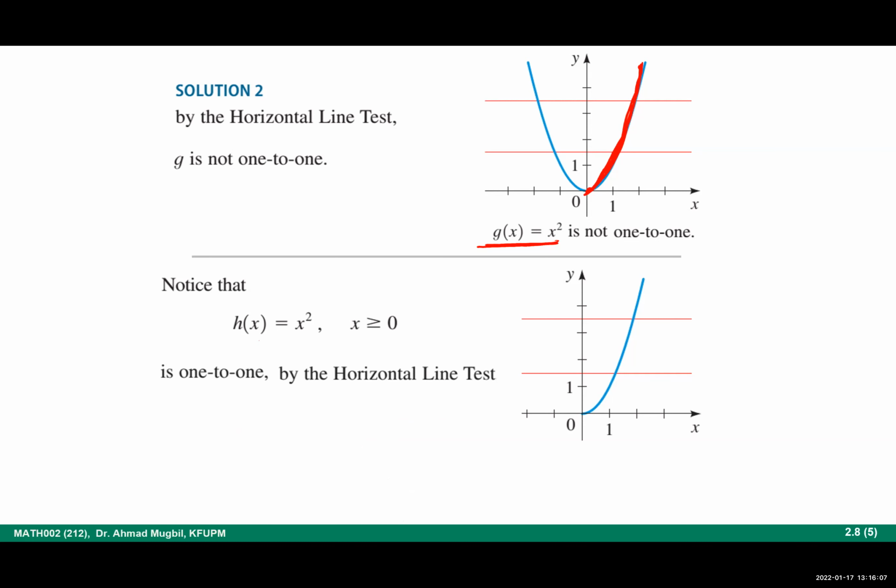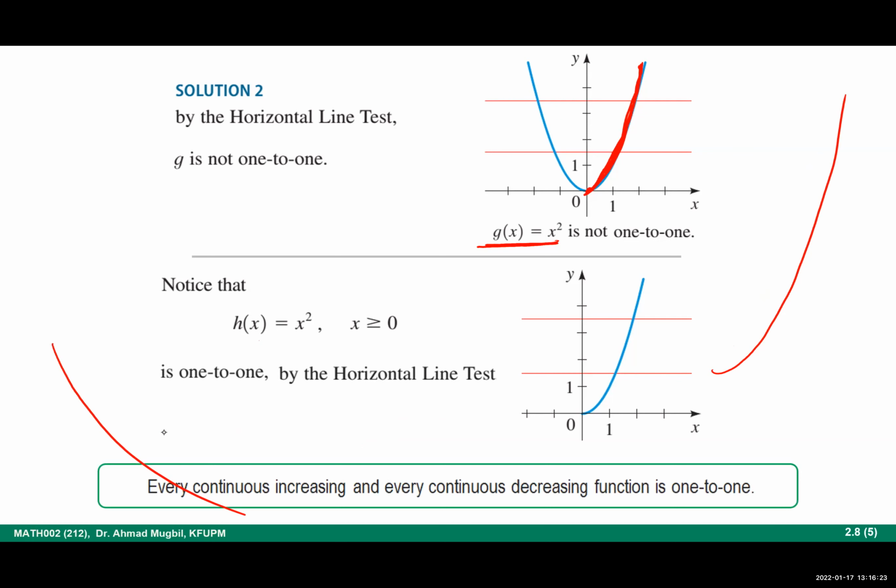Now, in fact, we can generalize this idea. Whenever we have a function that is continuous and increasing, or continuous and decreasing, it will always be one-to-one. I put it here for you: every continuous increasing, do you remember increasing and decreasing functions? Is always what? So every continuous monotonic function is one-to-one.